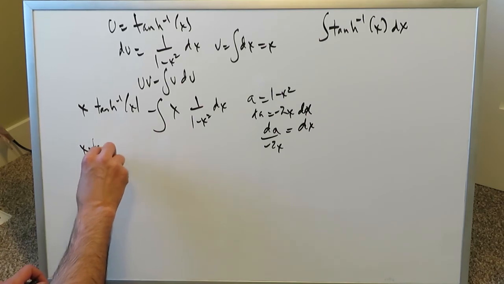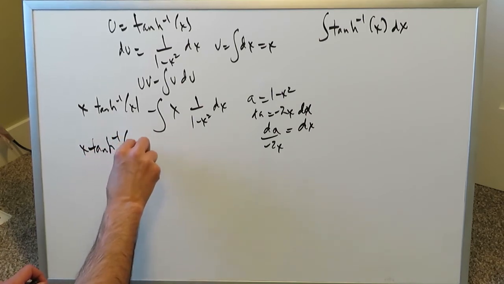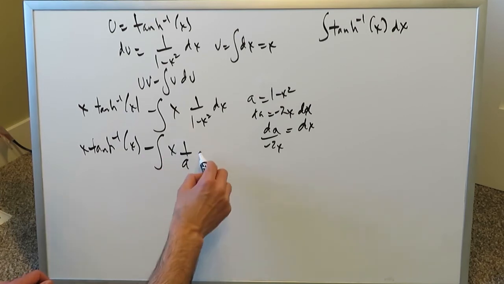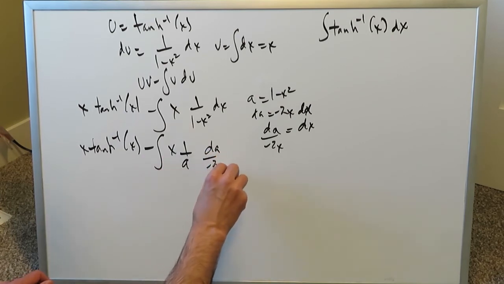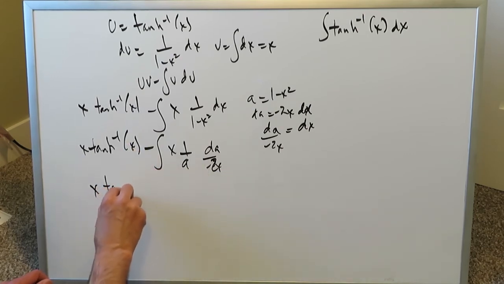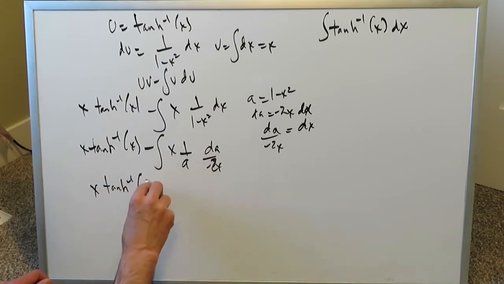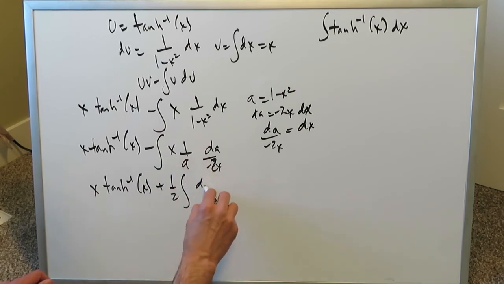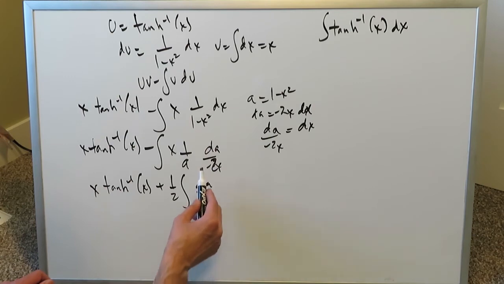You'll have x times inverse hyperbolic tangent minus, and let's plug in these items. You have x over a, and then dA over minus 2x. This minus 2 can come out here and impact it from the outside, and you end up with this plus 1 over 2. The x's cancel out. You have dA over a, which is really a to the minus 1, and you know that brings a natural log antiderivative. But let's take this to completion.